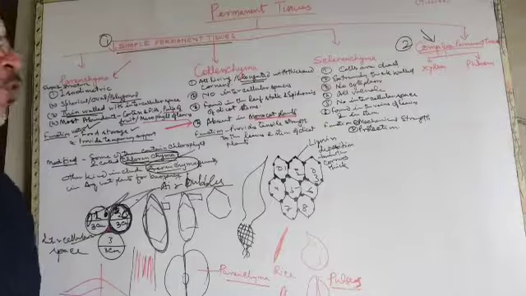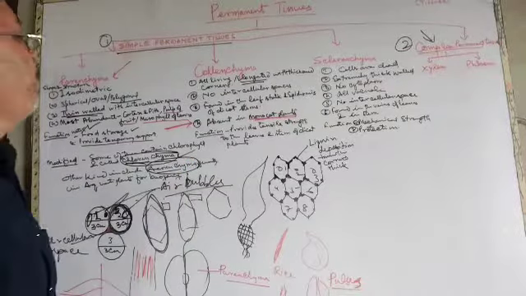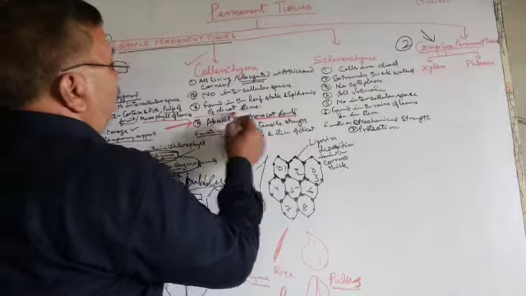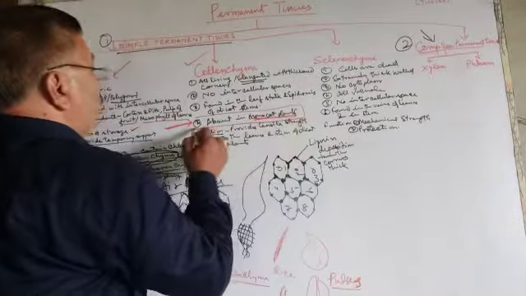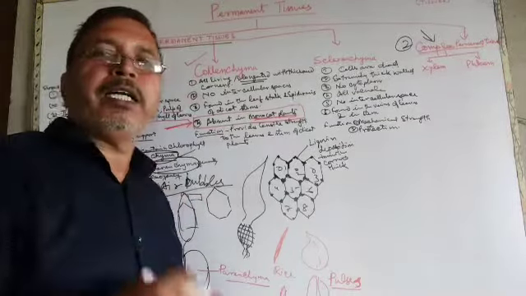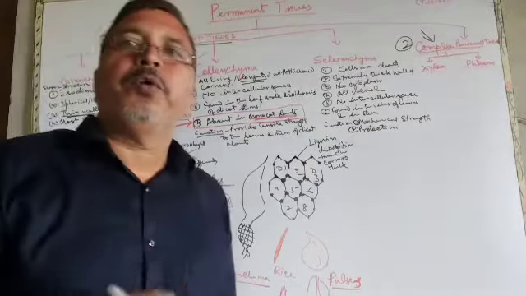Yes, monocot. So what you'll see, these tissues are absent in monocot. Some examples of monocot plants are paddy, wheat, maize.